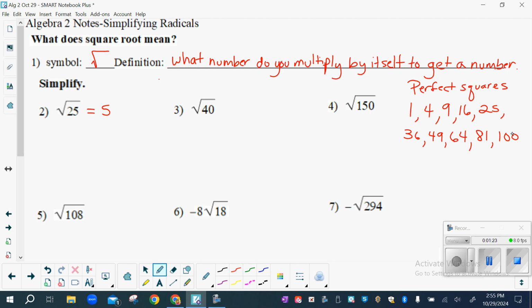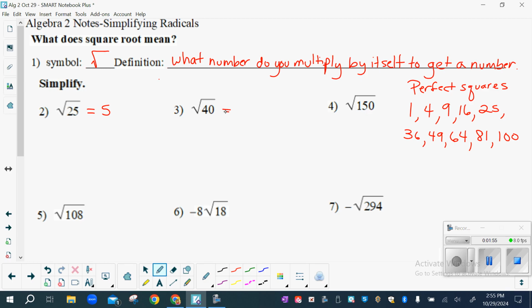So you would need to know what those perfect squares are, and then you're going to find your largest perfect square that goes into a number. So we're looking at square root of 40. What's the largest perfect square that goes into 40? JJ knows. Anybody else? What's the biggest perfect square that goes into 40? Yusuf. 36.